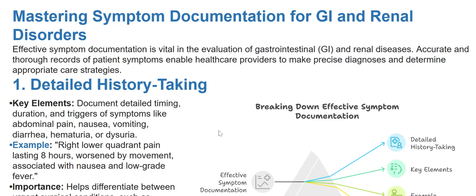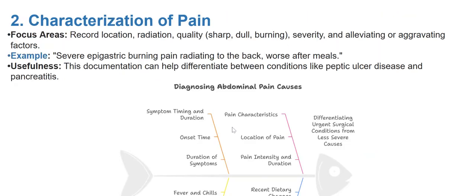And there is a summarized diagram breaking down effective symptom documentation. Characterization of pain. Focus area: record location, radiation, quality, sharp, dull, burning, severity, and alleviating or aggravating factors. Example: severe epigastric burning pain radiating to the back, worse after meals. Usefulness here: this documentation can help differentiate between conditions like peptic ulcer disease and pancreatitis. And here is a summarized diagram on diagnosing abdominal pain causes.